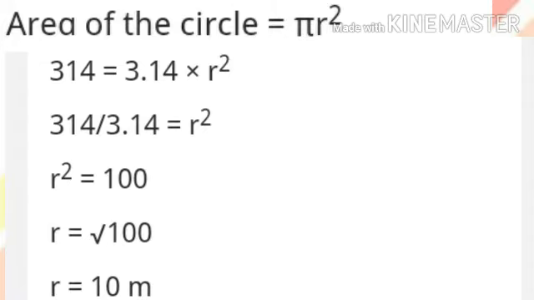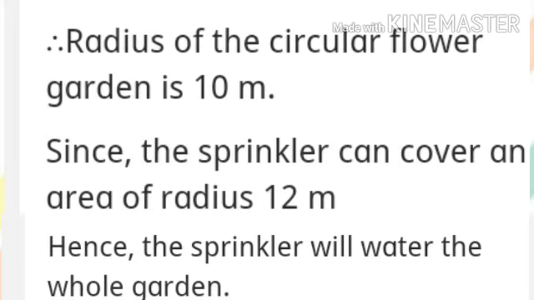So area of circle is equal to pi r square. 314 is equal to 3.14 into r square. So r square is equal to 314 upon 3.14. If we divide 314 by 3.14, we get 100. Square root of 100 is equal to 10 meter. So radius is equal to 10 meter. Radius of the circular flower garden is 10 meter. Since the sprinkler can cover an area of radius 12 meter, hence the sprinkler will water the whole garden. Okay, hence the sprinkler will water the whole garden.